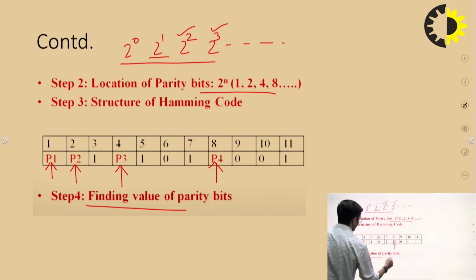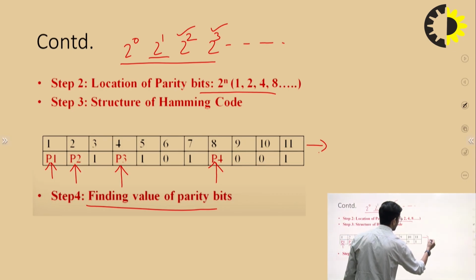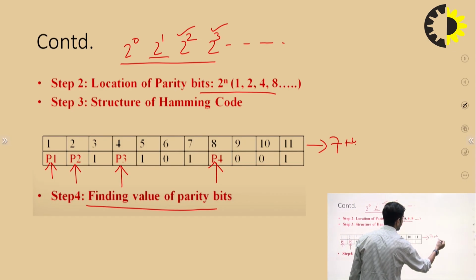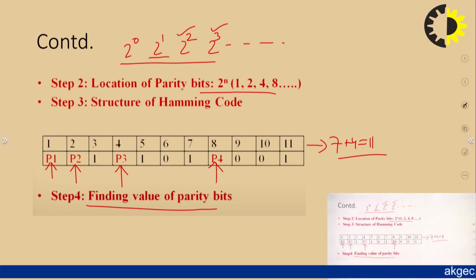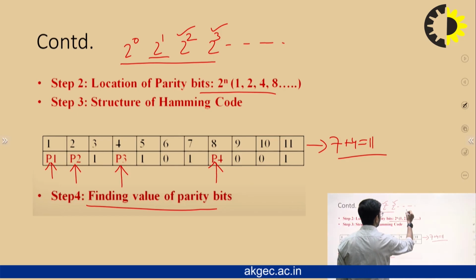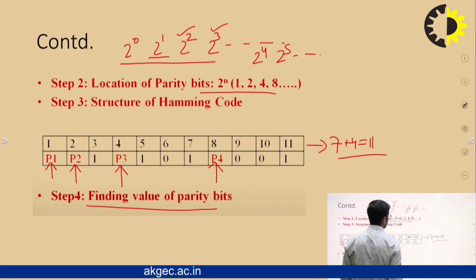Now how can we find out the value of these parity bits? As we can observe, by adding these 4 parity bits, our message signal will become 11 bits long, 7 plus 4 parity bits. So in step 2, we have to find out the location of the parity bits. If we have to add 5 parity bits, then it will go up to 2 to the power of 4, 2 to the power of 5 and so on, if our message is long enough.